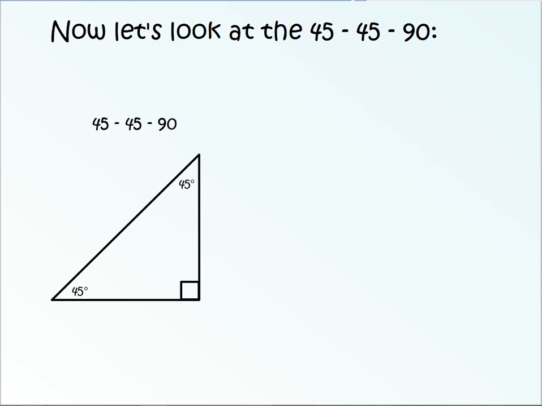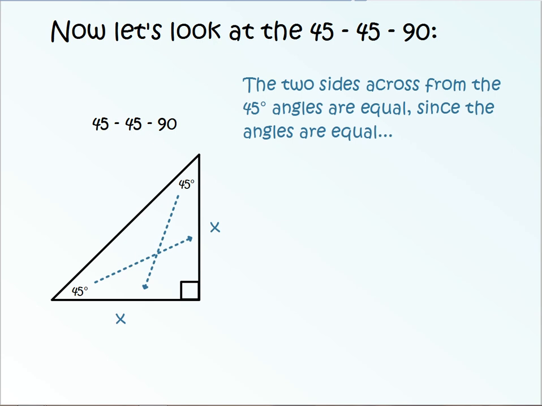Now let's take a quick look at the 45, 45, 90. In a 45, 45, 90, the two sides across from the 45-degree angles, these are the legs of my right triangle. They're always going to be equal to each other. Sides across from equal angles will be equal.